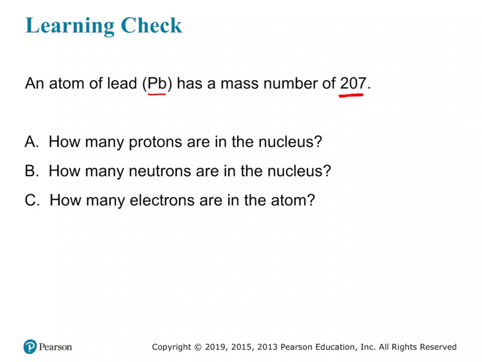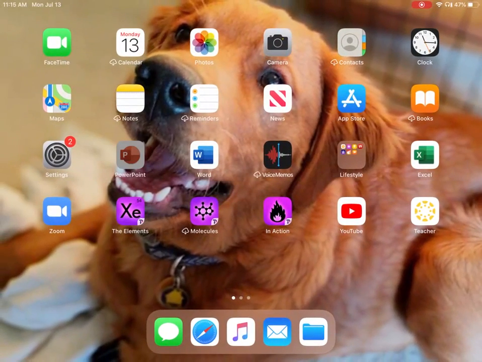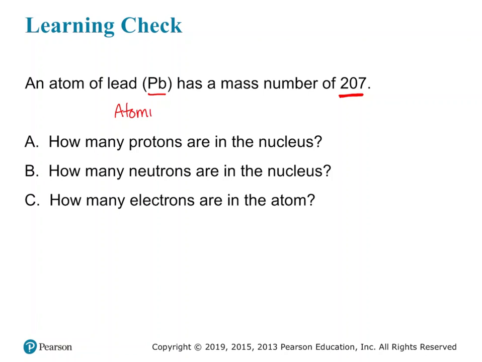Okay, so let's look up lead on our periodic table. All right, so lead is number 82 on the periodic table. So its atomic number then is 82. So let's write that down. So we know the atomic number and the mass number. So how many protons are in the nucleus? 82. It's the same as the atomic number.